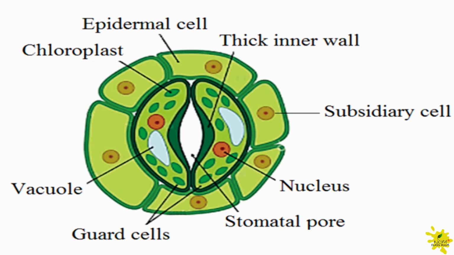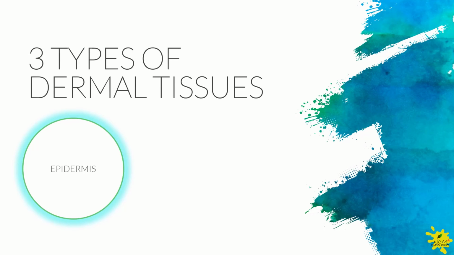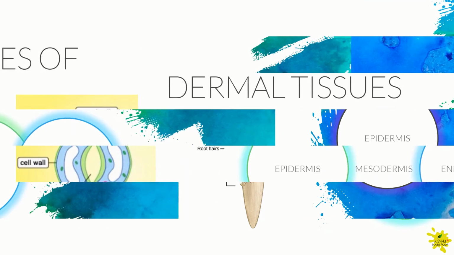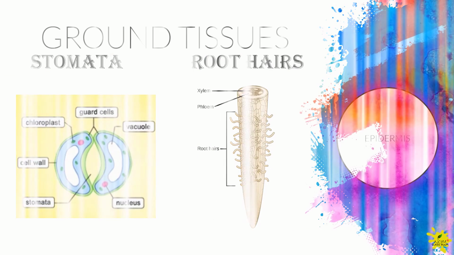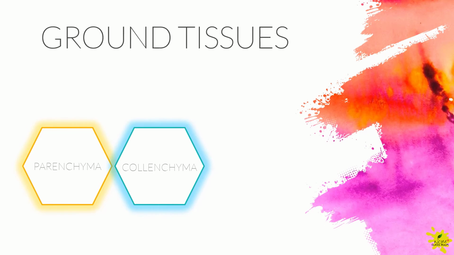And now, three types of dermal tissues. One is epidermis, second one is mesodermis, and the third tissue is endodermis. You can see three types of dermal tissues. And stomata, root hairs you are observing. And coming to the ground tissues, these are three types: parenchyma, collenchyma, and sclerenchyma.